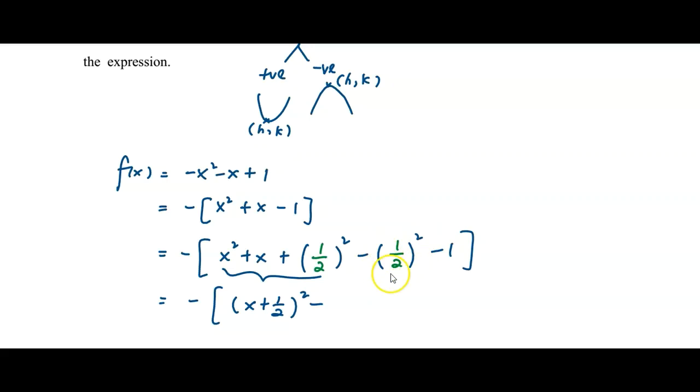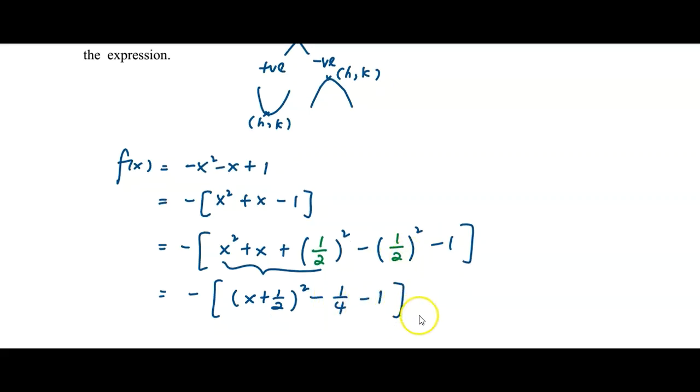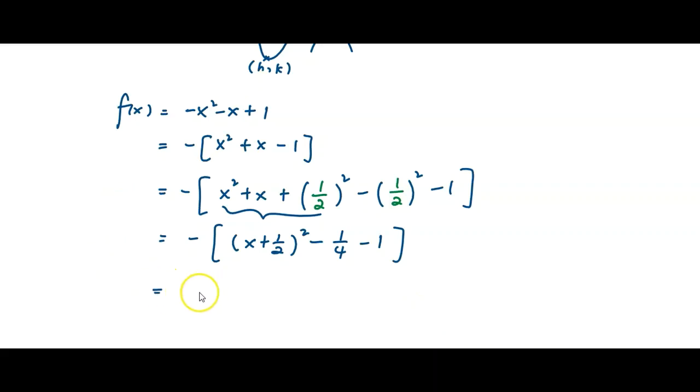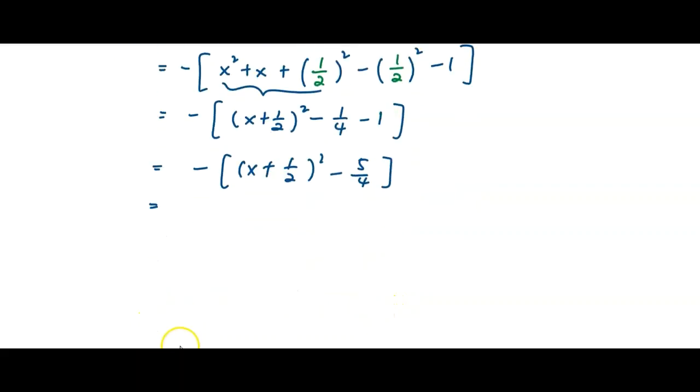So simplify the constant. I got negative 1 over 4 minus 1. Then again we simplify the constant first before we multiply the negative inside. So we have negative 5 over 4. After we have done this, I'm going to multiply the negative into the factor inside. That is, we got negative of x plus 1 over 2 squared plus, because a negative multiplied by negative, you get positive 5 over 4.